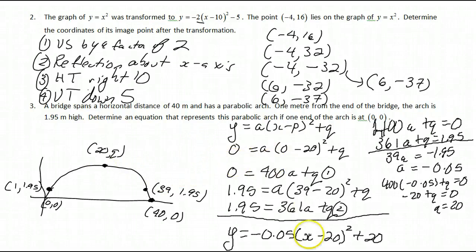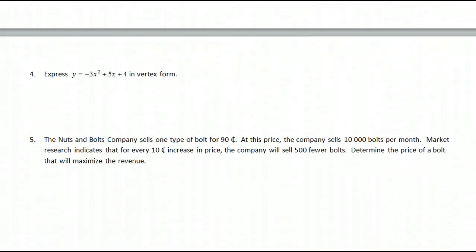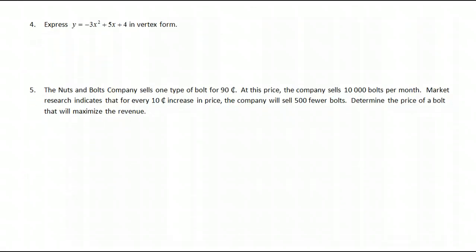Gotta find my cursor here. Here we go. Express negative 3x squared plus 5x plus 4 in vertex form. Complete the square. I'll do this both methods, right? And I'll do one here on the left. So negative 3, got to factor that out, x squared. Divide this by negative 3, it'll be minus 5/3 x, leave some space, and then plus 4.